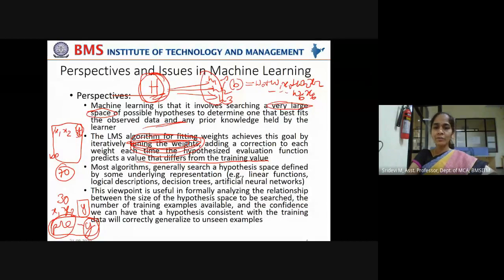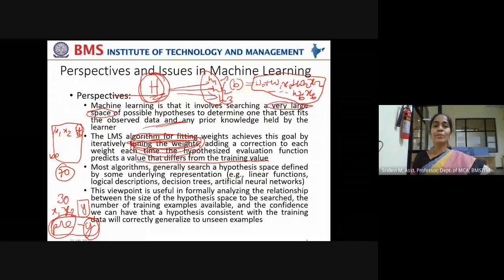Now, most algorithms generally search a hypothesis space defined by some underlying representation. Underlying representations can be different. In the checkers playing game or in the chess playing game, we have taken it as a linear function. See, w0 + w1x1 + w2x2, and so on up to w6x6 is a linear function. There are no polynomial or exponential terms, right? That is a simple linear function.